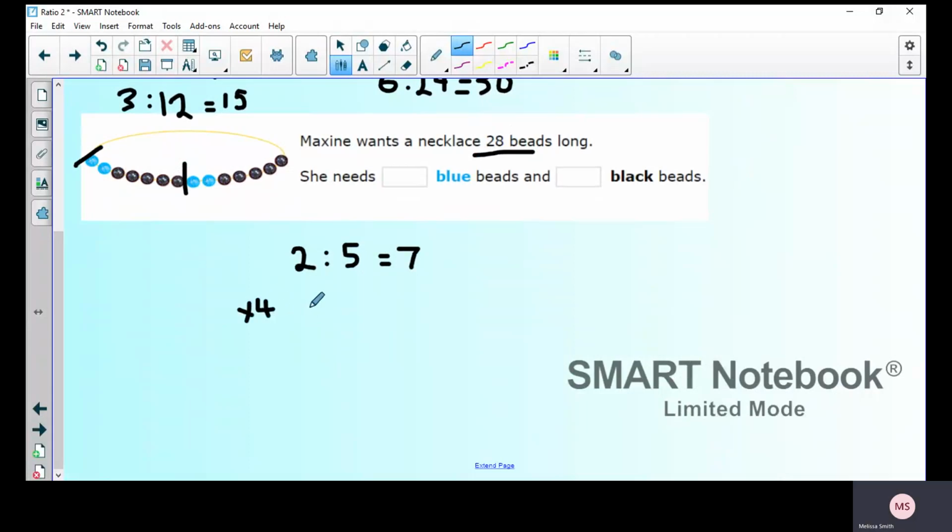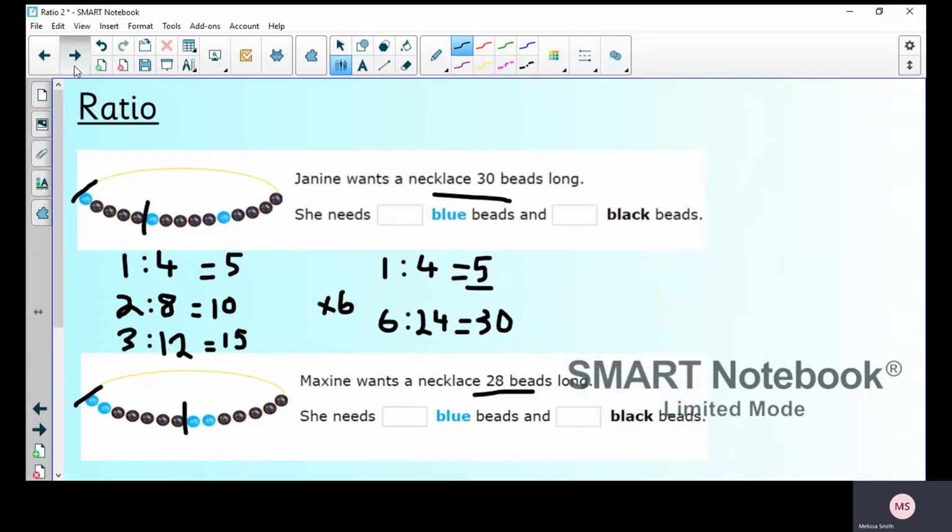And I need to times my original ratio by 4. 2 times 4 is 8. 5 times 4 is 20. 8 add 20 is 28. And therefore I am correct. Let's have a look at the next set of questions.